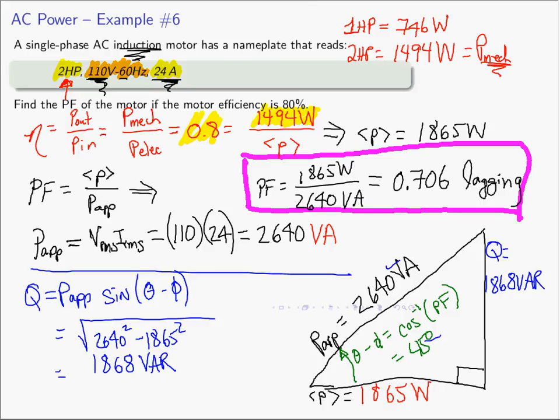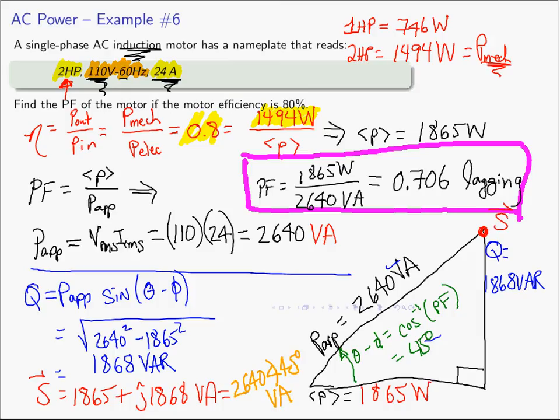And then maybe the question of the day is, what is S? Well, S is quite easy. It is going to be the real part, 1,865, plus j times the reactive part, 1,868. And the units for complex power are volt amperes, or we can write it in polar form. And in polar form, we have 2,640 angle 45 degrees, and that's also in volt amperes.